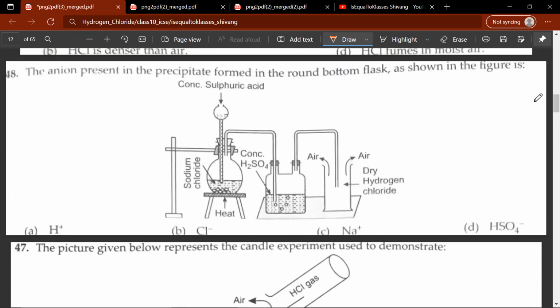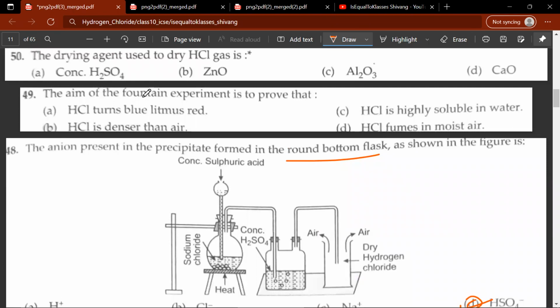And then moving on to the 48th question, the anion present in the precipitate formed in the round bottom flask as shown in the figure is. So this would be D, HSO4. Now moving on to the 49th question. The aim of the fountain experiment is to prove that C, HCl is highly soluble in water. So you even have experiments, or the fountain experiment in this case, to prove properties of HCl. Of course, we have done this question earlier that HCl is highly soluble in water, but to prove that, fountain experiment is done. 50th question, the drying agent used to dry HCl gas is A, concentrated H2SO4.